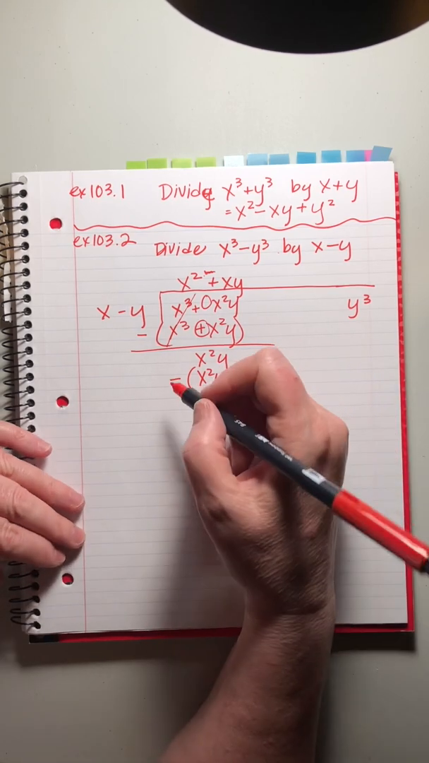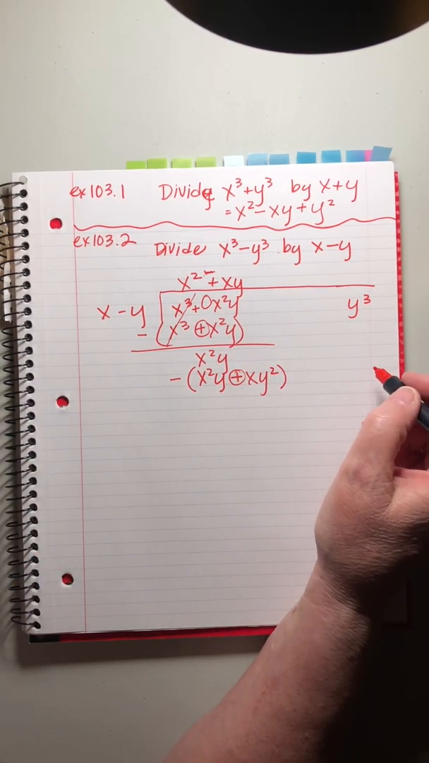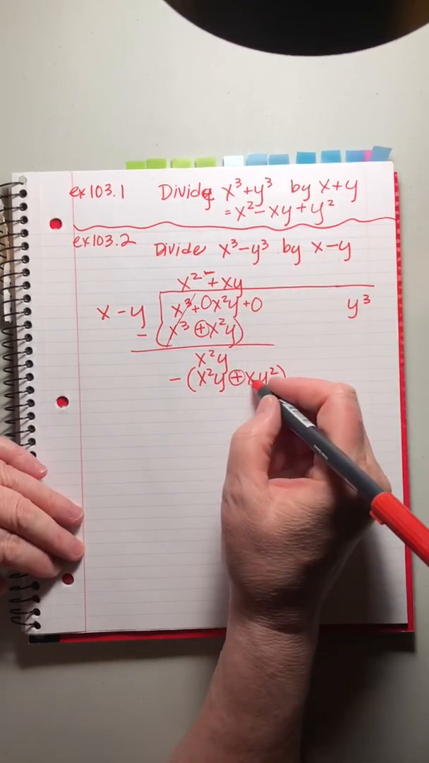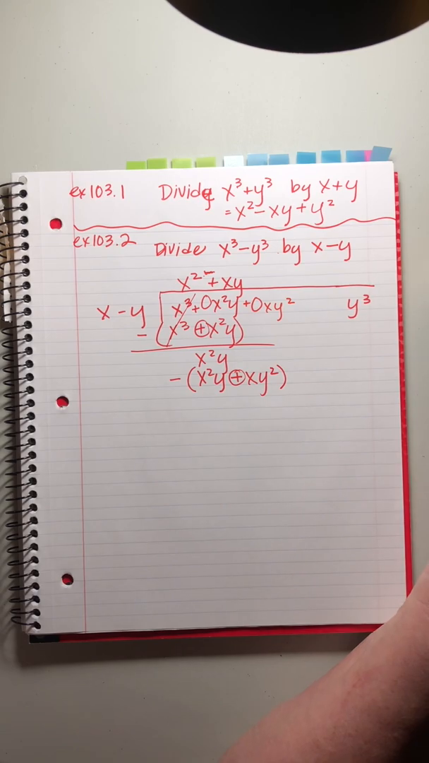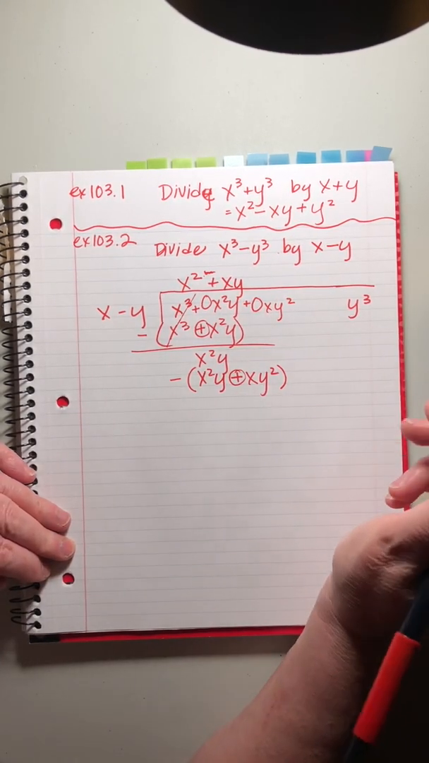Okay, this minus changes this into a plus. I circle it. All right. And I can see what term I'm going to need next, so I'm going to add 0xy squared. Don't even stress about trying to figure them out ahead of time. Just give yourself a space to write in the blanks and figure it out as you go.